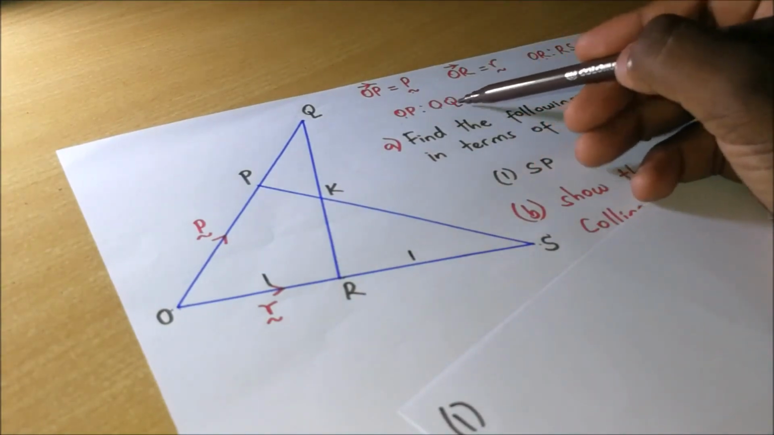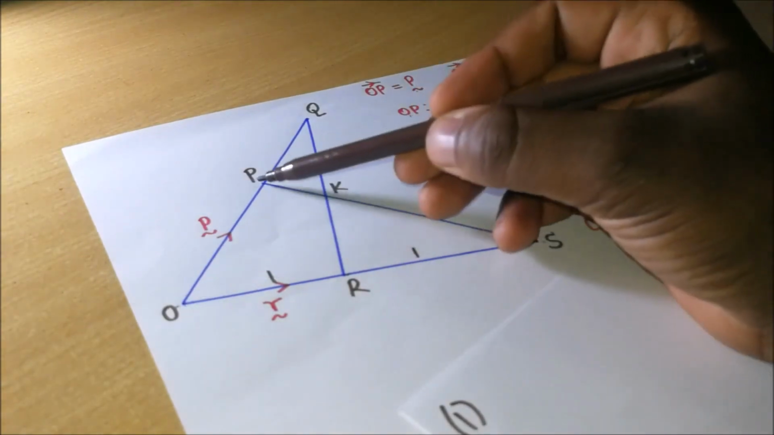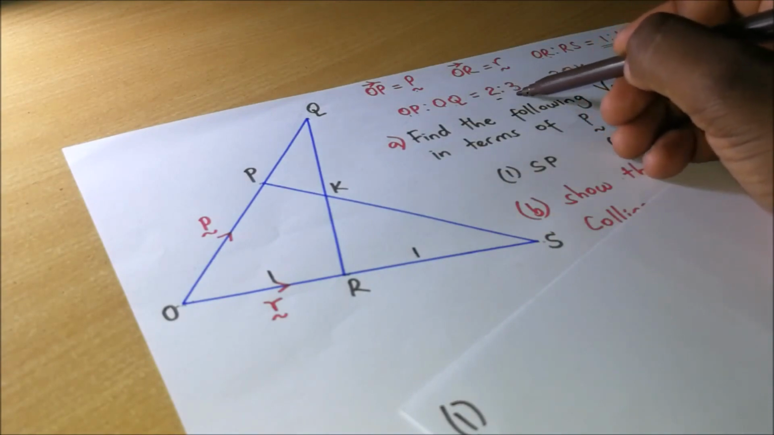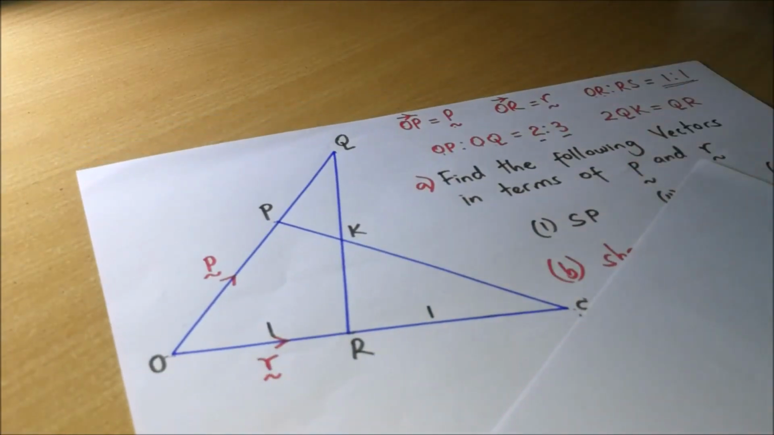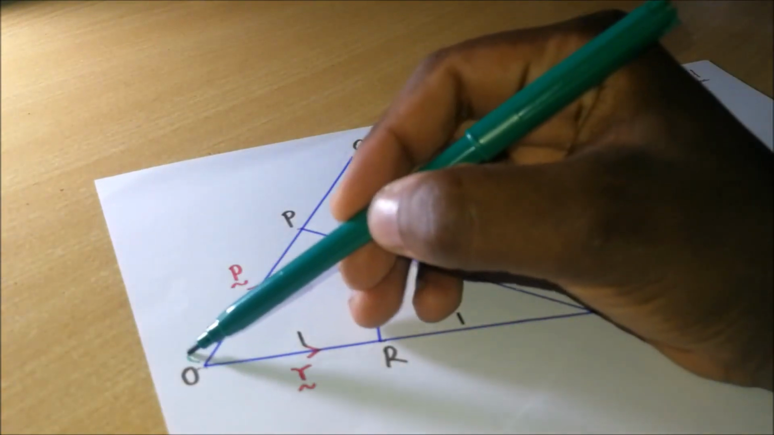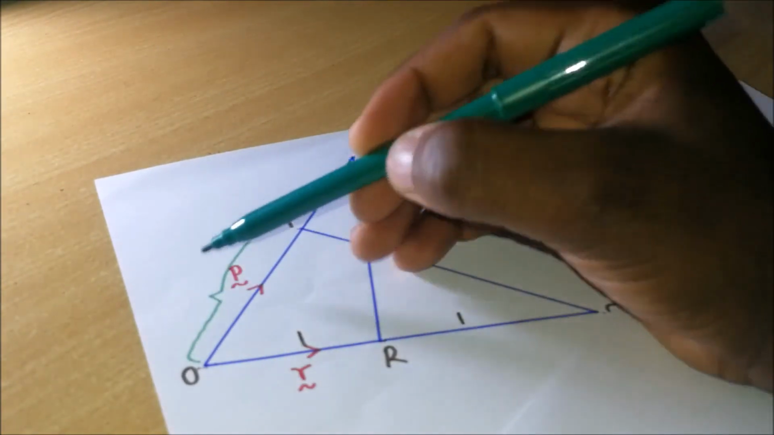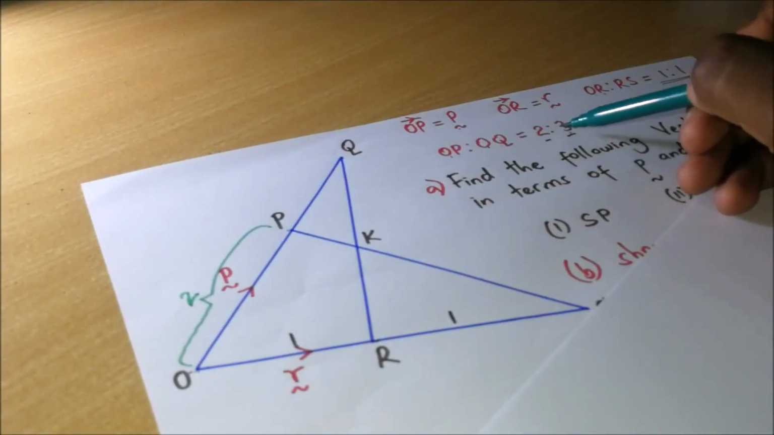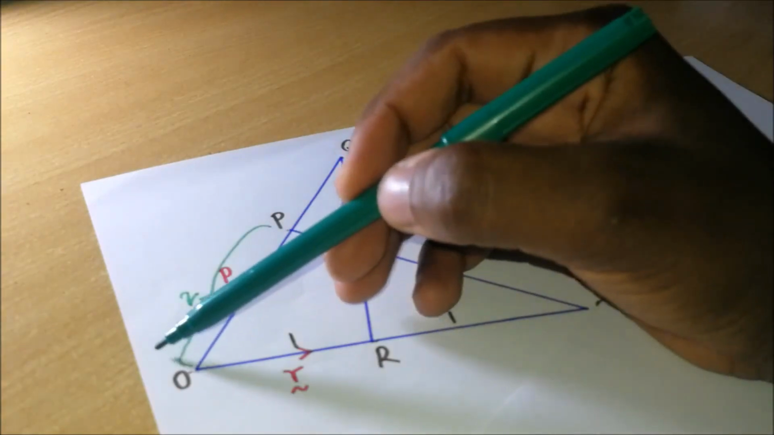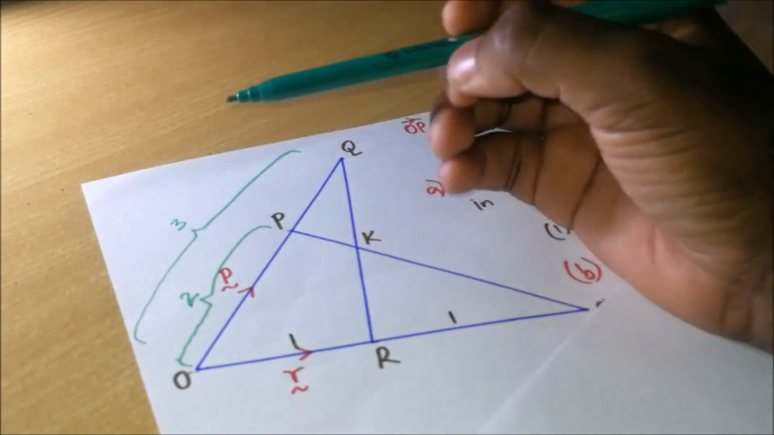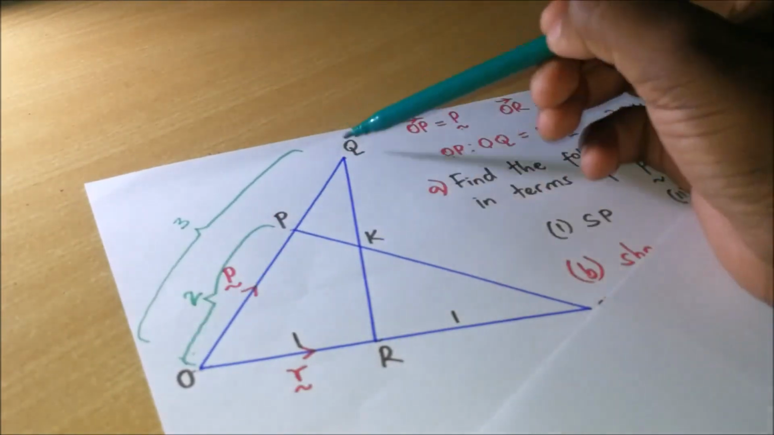Then we have OP to OQ is 2 to 3. So we have O to P, then we have O to Q. The ratio is 2 to 3. How do we interpret this on our diagram? Well, it's supposed to come out like this. OP is 2 parts, so from O to point P is ratio 2. Then OQ is 3 parts, so for me to move from O to Q is 3 parts.